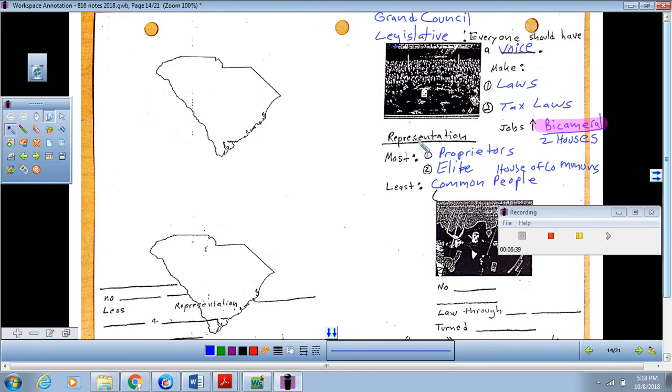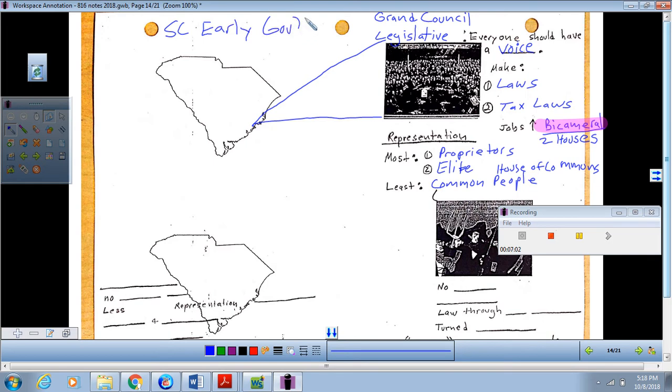Now, it's important because having a bicameral legislature means that not just one group can pass laws. Both houses had to have a majority agree to pass those laws. So, the South Carolina early government consisted of a governor and the Grand Council. After it became royal, it would still have a governor, but the Grand Council's name would change to the General Assembly. Now, of course, the early government was based in Charlestown, the capital city.